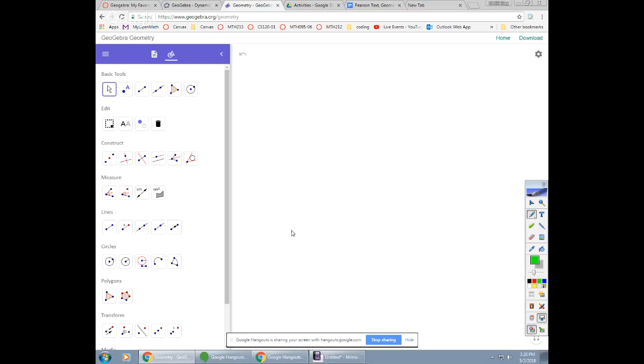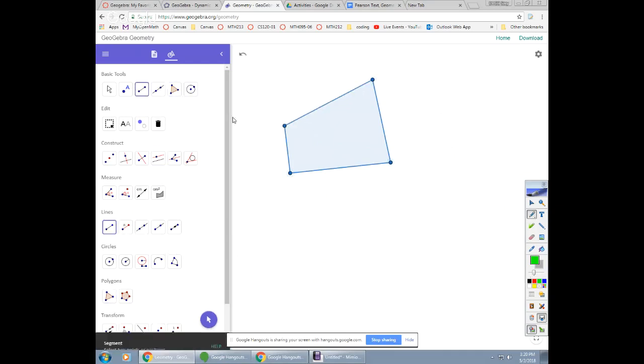I want to make a polygon. And let's see, what are we supposed to start with here? Quadrilateral? Yes. Okay. I'm just going to build a quadrilateral. So there's a quadrilateral. And then I can go and throw some line segments in here and here.